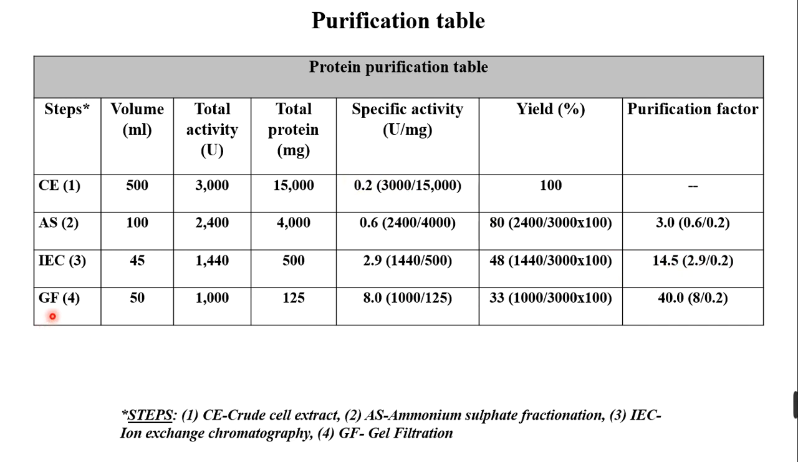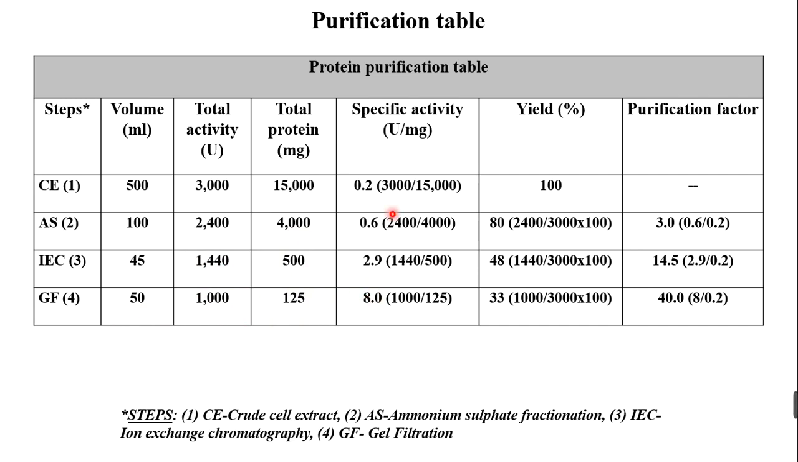Next, coming to the last one, gel filtration chromatography, GFC, and in this GFC I got 50 ml. You can ask why this volume is increased, because in GF you always get different fractions and the fraction volume may be more. These 50 ml active fractions are pooled, and the total volume is 50 ml, the total activity is 1000 IU, and the total protein is 125 milligram. You can see here in 500 milligram I got 1440, in 125 milligram I got 1000. You can see the difference of purification fold.